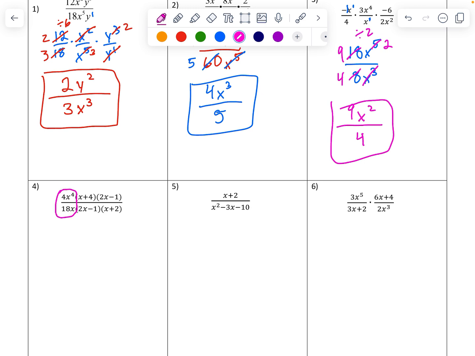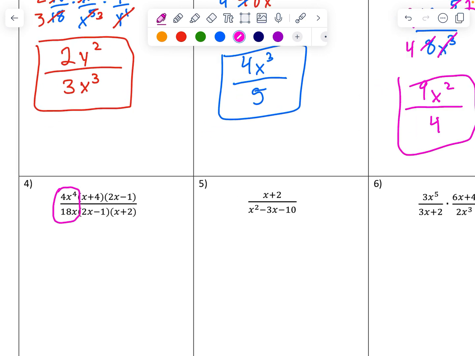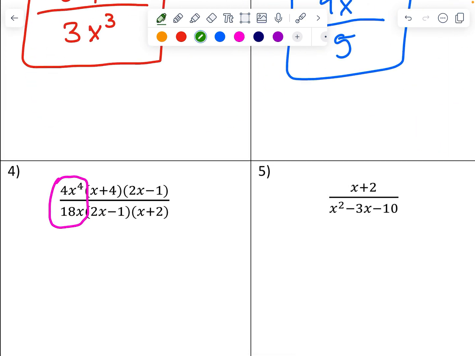because they're both on the outside of fractions, we could see how could I simplify that fraction on its own. So looking at that, the 4 and the 18 are both divisible by 2. So this turns into a 2, this turns into a 9. My x's, I've got the invisible 1, so 4 minus 1 turns into a 3.